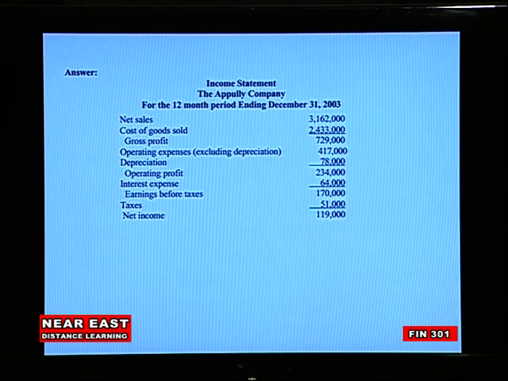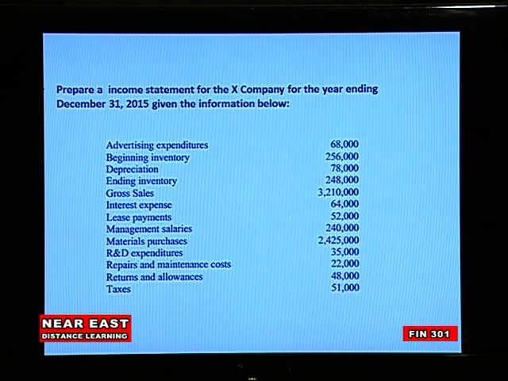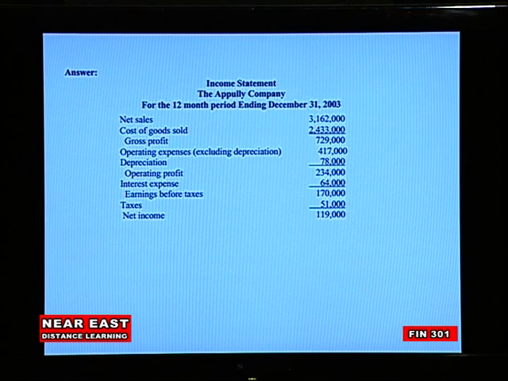How can we calculate cost of goods sold? Cost of goods sold includes beginning inventory, $256, plus materials purchase, $2,425, minus ending inventory, $248. The result will be the cost of goods sold. After that, we subtract cost of goods sold from net sales. The result will be gross profit.